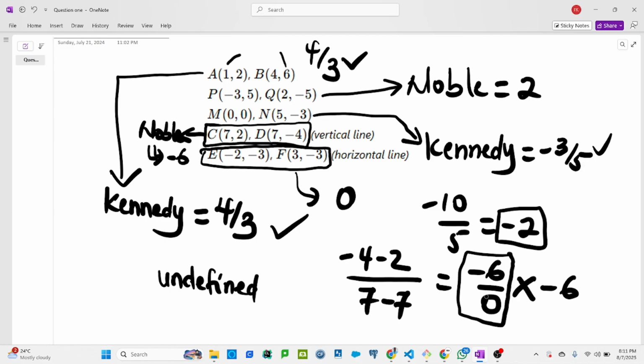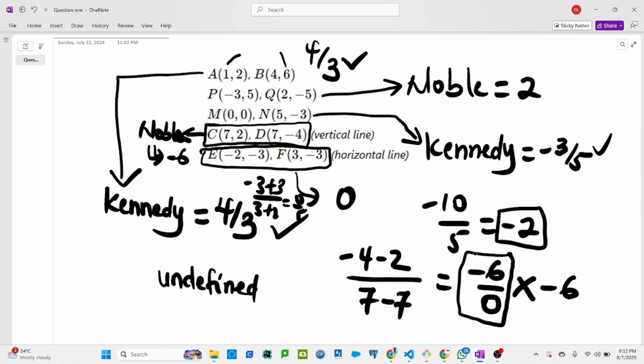When the top is 0, then the answer is 0. That's why I brought those two questions. For this one that Kennedy brought, the top is -3 plus 3, over 3 plus 2. That will be 0/5, which is equal to 0, because the top is 0. When the bottom is 0, the answer is undefined. Are we okay?